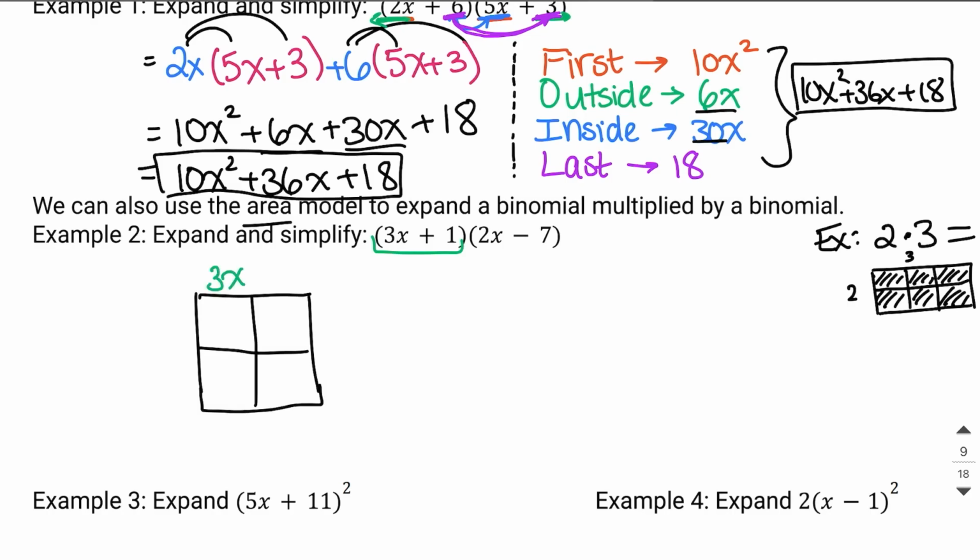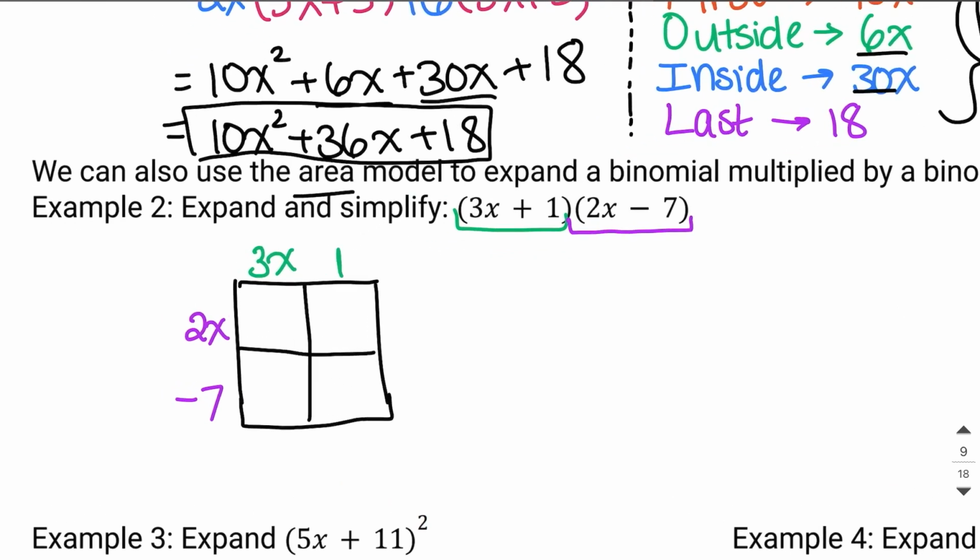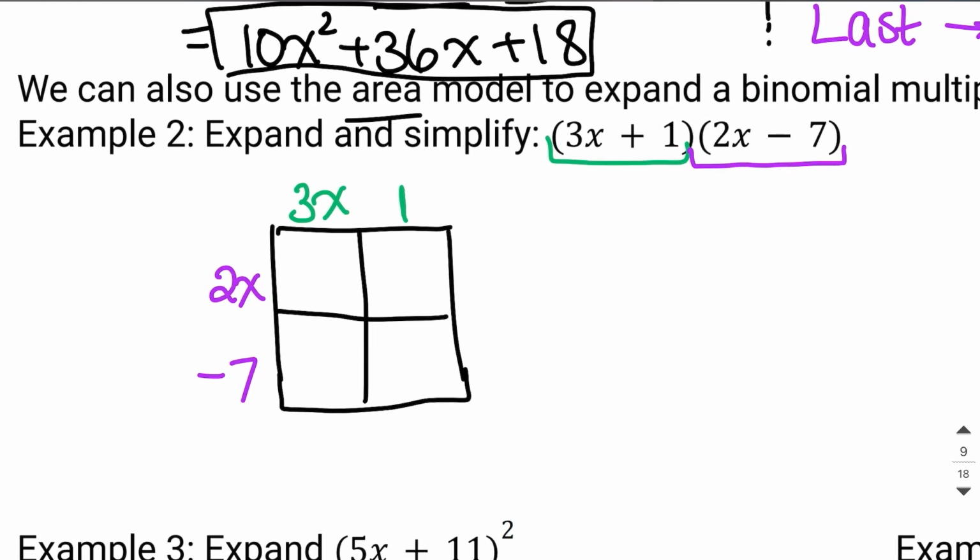Since the first term is 3x, I put a 3x there. The second term is a 1, I put a 1 in the second box. Okay, and then the second binomial is 2x minus 7. Since I've already used the top part, I now have to use the side part. So right here, the first term is 2x, and then the last term is negative 7. Let's talk about what this is going to look like. In this box right here, we have a length of 3x and a length of 2x. To find the area of that box, you would multiply those together and you would get 6x squared.